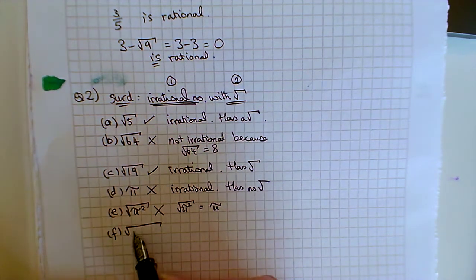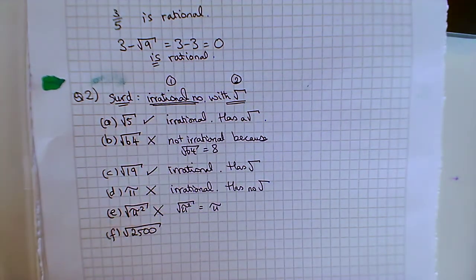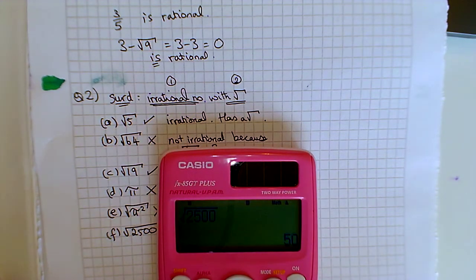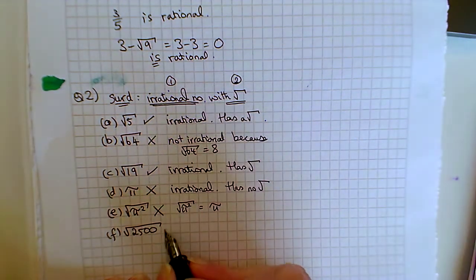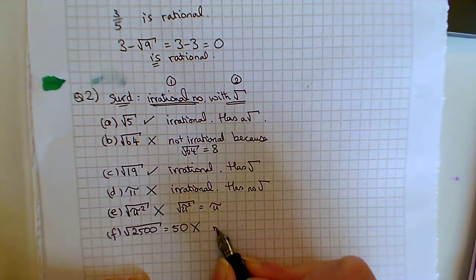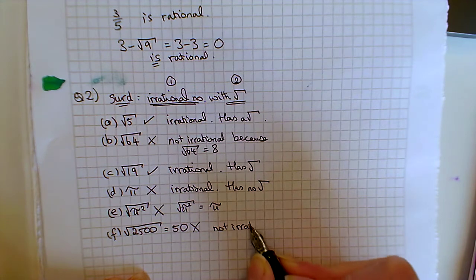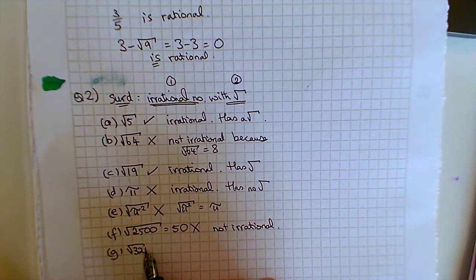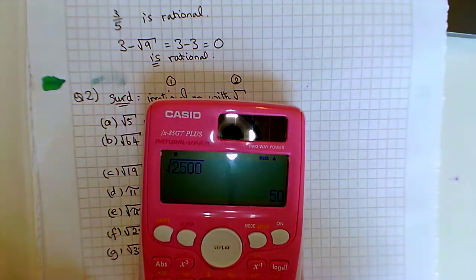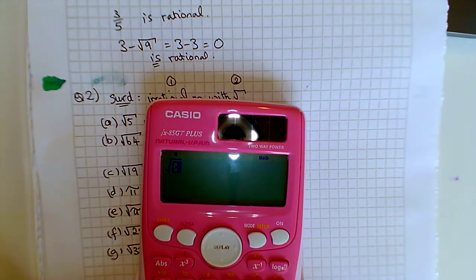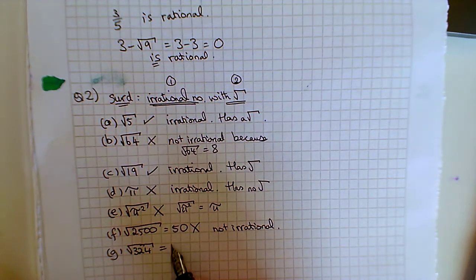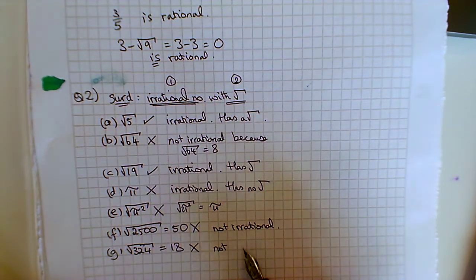F, the square root of 2,500. Now if we're not sure, we'll go ahead and check in our calculator. The square root of 2,500 is 50. So that's a whole number, and that is not a surd because it's not irrational. G, the square root of 324. You wouldn't be expected to know whether that's a perfect square or not off the top of your head. You have a calculator. It is though, it's 18. So exactly the same reason as the last time, it's not irrational. So it's not a surd.